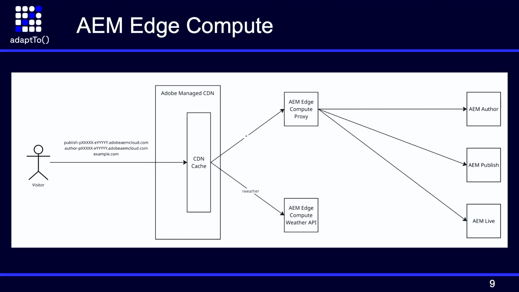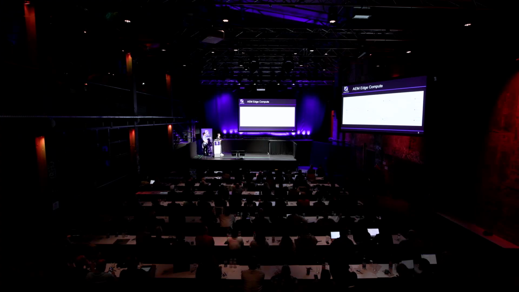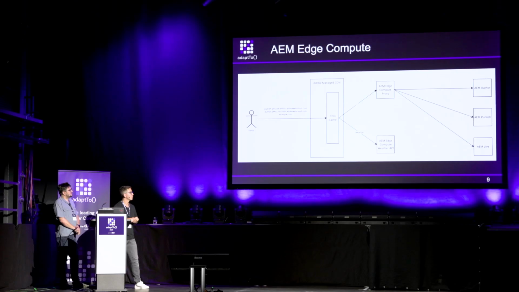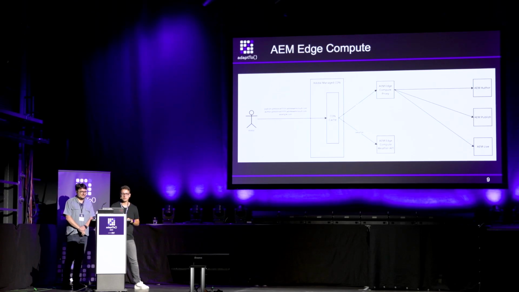One is called Edge Compute Proxy, the second one, Edge Compute Weather API. And as you might see, I hope you can see, we instruct the Adobe Managed CDN to route all the traffic on path /weather to the Edge Compute Weather API, and the rest will get routed to the Edge Compute Proxy that will then do whatever logic you implement here, and then route that to the different AEM instances, author, preview, publish, as well as AEM Live if you use HDRE services.